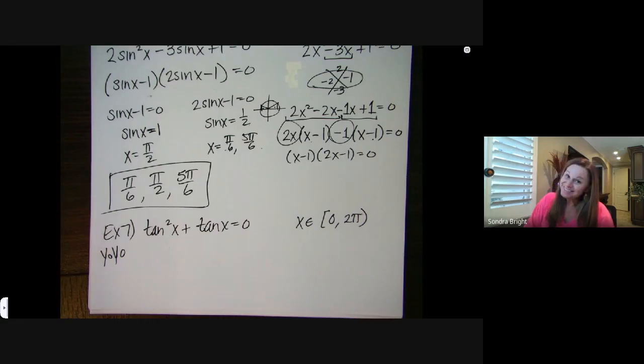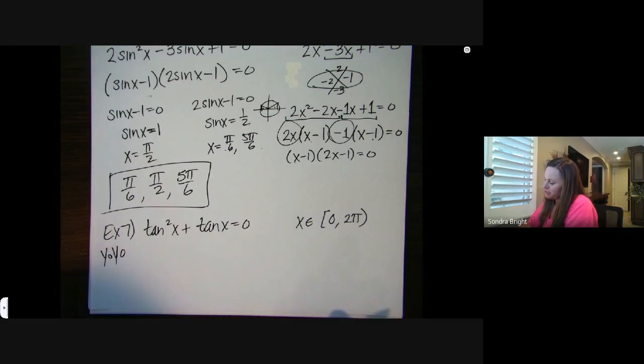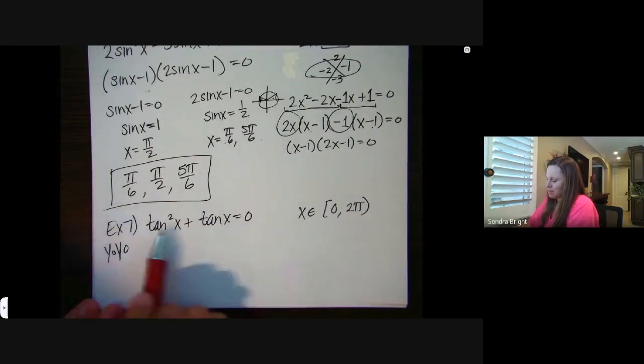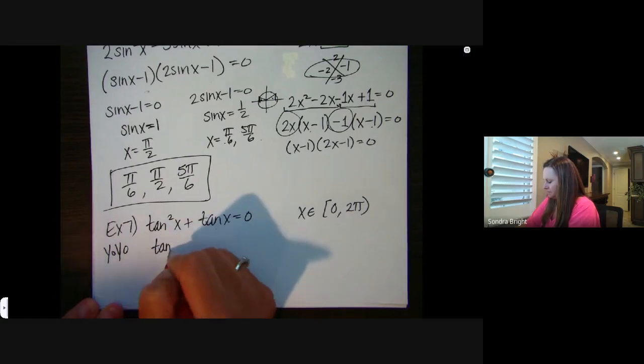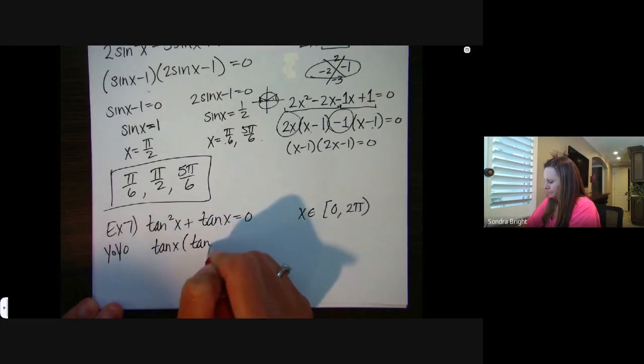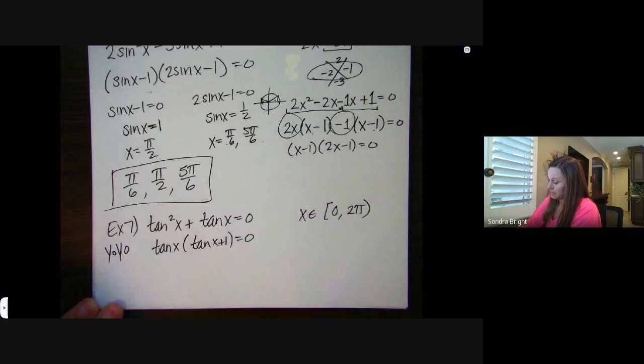Did you pause? All right, hopefully you paused and you have come back and you should have gotten 4 answers. Did you get 4? I hope so. It's a fairly straightforward one. They both have something in common. They both have a tangent in common. So let's factor it out. Set each factor equal to 0.